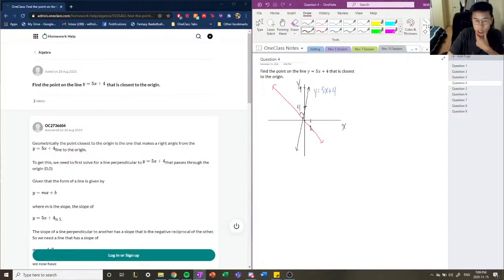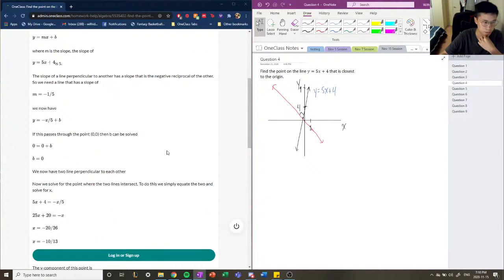So if we were to find a line that's perpendicular and goes to the origin and to that point on our original line, we can find the point that's closest to the origin by finding the point of intersection between these two lines. Okay, so that's how we're going to solve this question, and this is what the junior tutor also proposed.